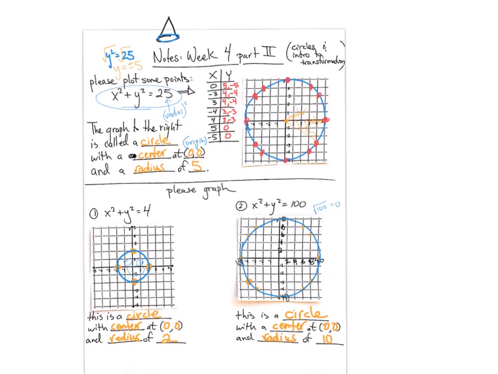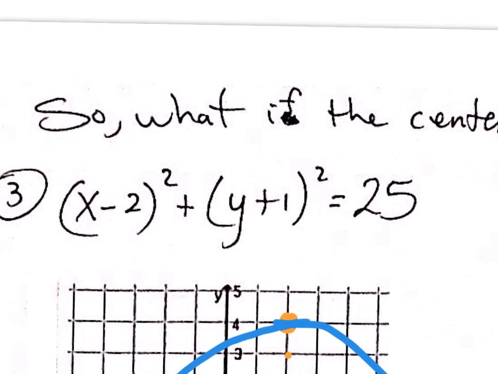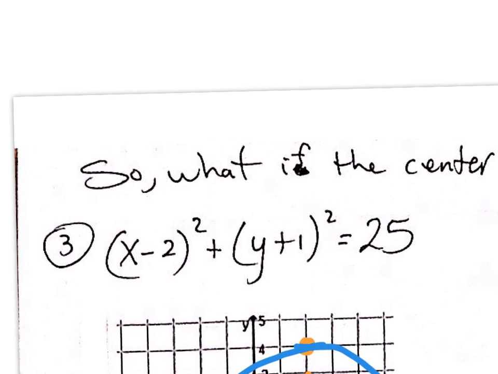Alright, basic circles. Moving on. Don't want to spoil the surprise. So, what if the center is not at the origin, or 0, 0? The plot thickens for sure.